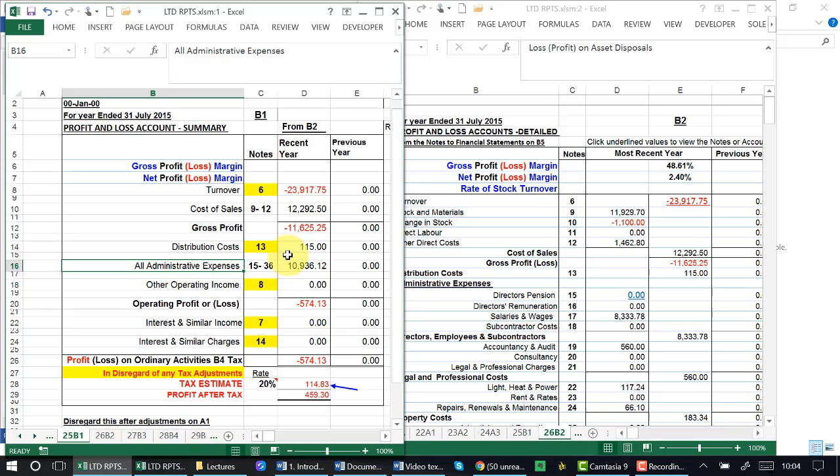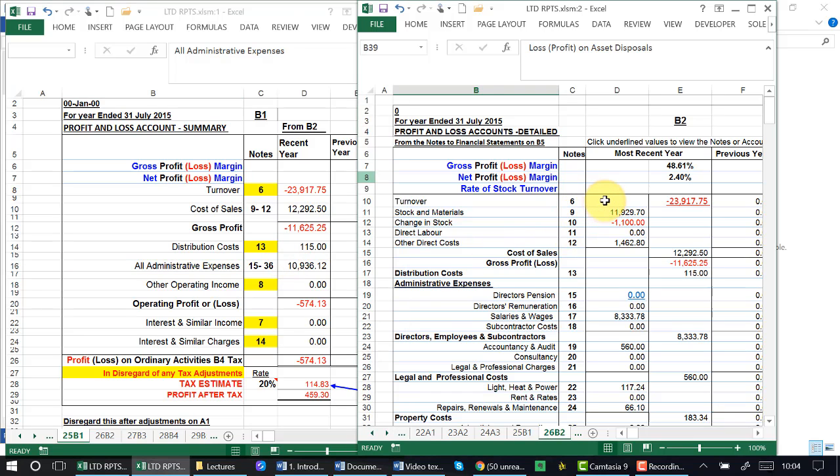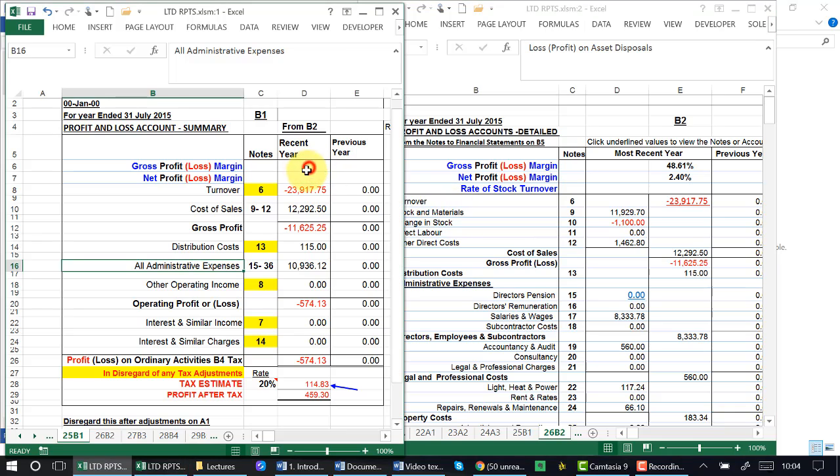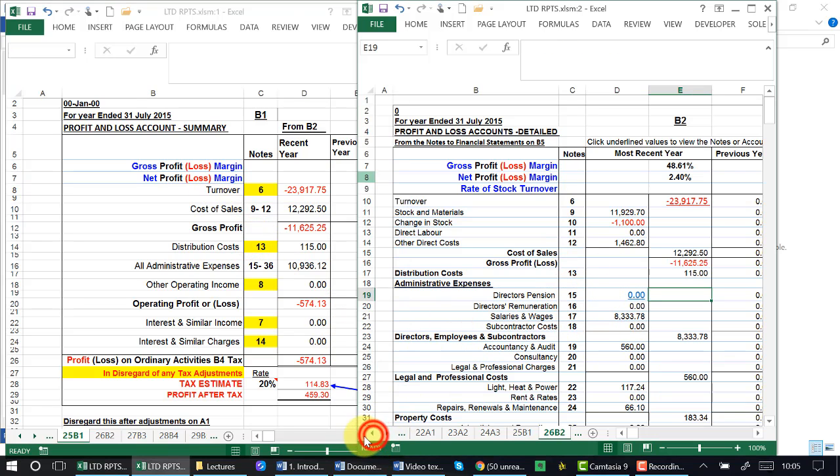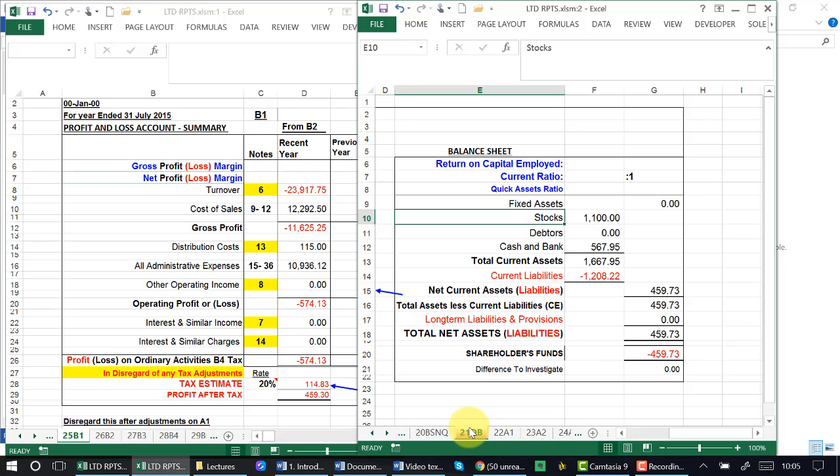Yeah, they should be there. And we said we're going to look at these at a later stage. Okay, now let's go back. This is B1. Let's get to the dashboard.